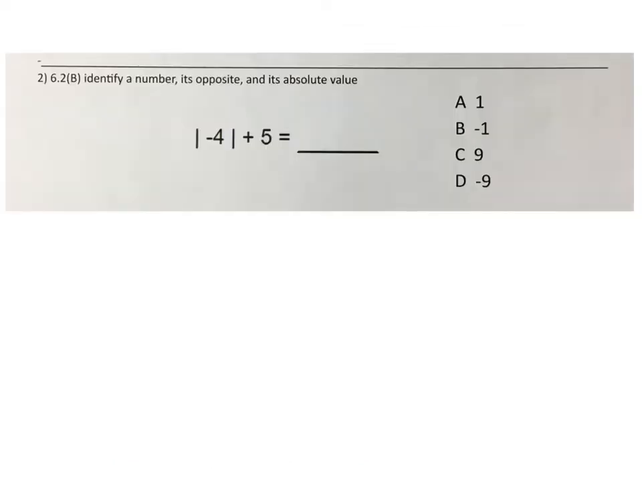Number 2 deals with TEK 6.2b, identify a number, its opposite, and its absolute value. The question says, the absolute value of -4 plus 5 equals, is it A, 1, B, -1, C, 9, or D, -9?